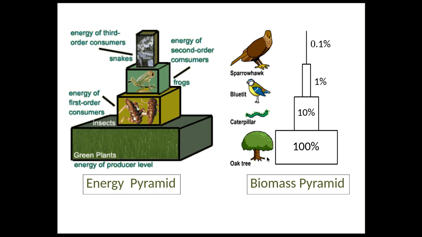So I like looking at this biomass pyramid because it shows the numbers. If we're starting at 100% and only 10% is available at the next trophic level, then only 1% is available at the third trophic level and 0.1% at the highest trophic level.